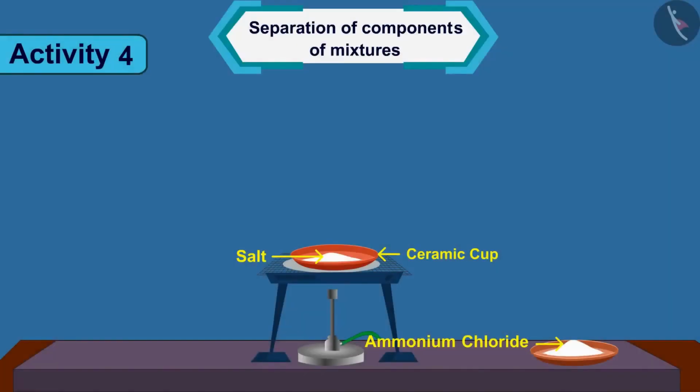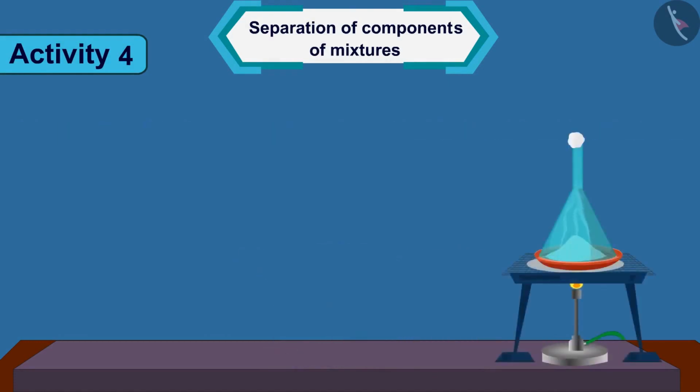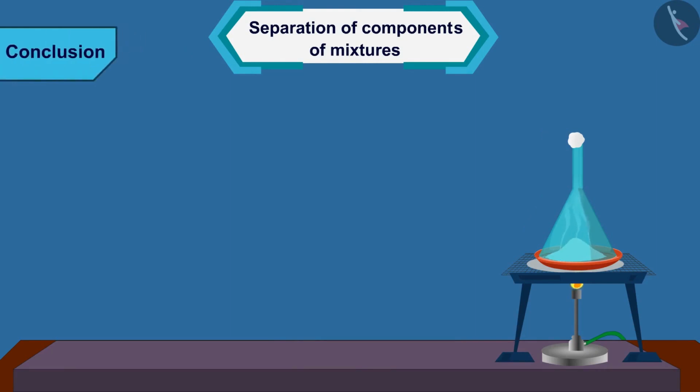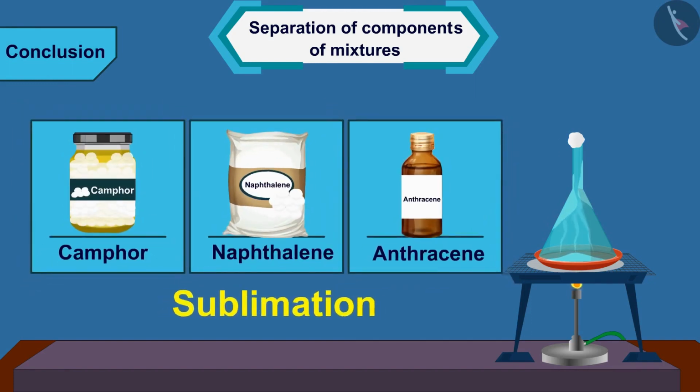This was possible because ammonium chloride is a sublimable substance that converts directly from the solid state to the gaseous state upon heating. By this activity, we can conclude that to separate such mixtures that contain a sublimable volatile component from a non-sublimable impurity, such as camphor, naphthalene and anthracene, the sublimation process is used.